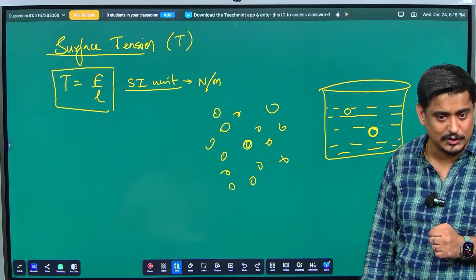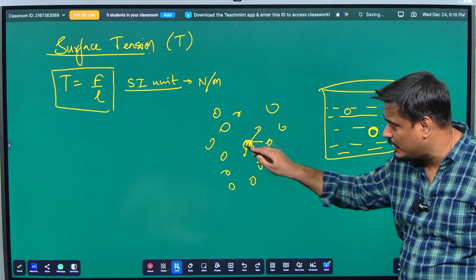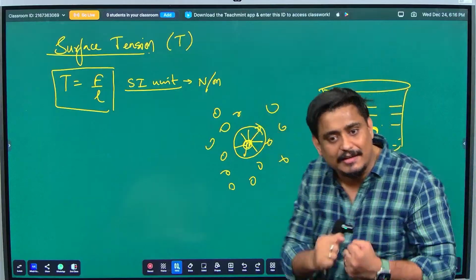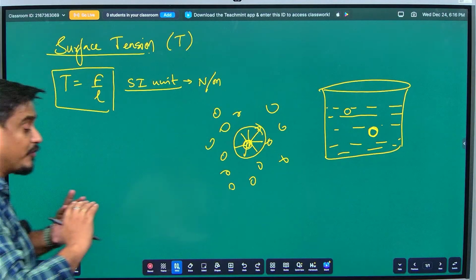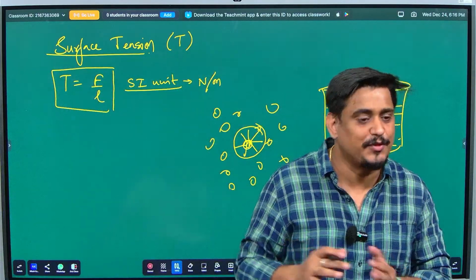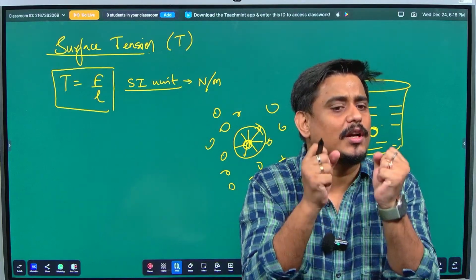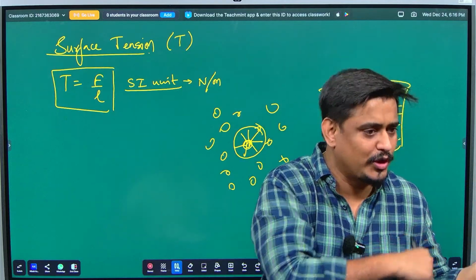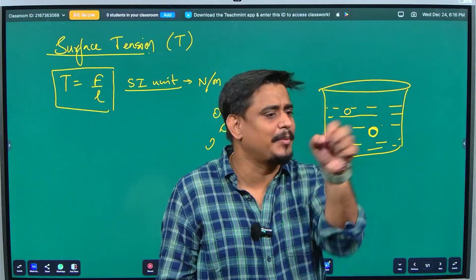Are you aware of this? Don't think that this molecule can attract every molecule. No. If it has a range of only this much, then only the molecules that come within this range will get attracted. That is what is called the molecular range, which we call the sphere of influence. It is the area within which whatever molecules are present get attracted towards the molecule. Every molecule has its own sphere of influence.